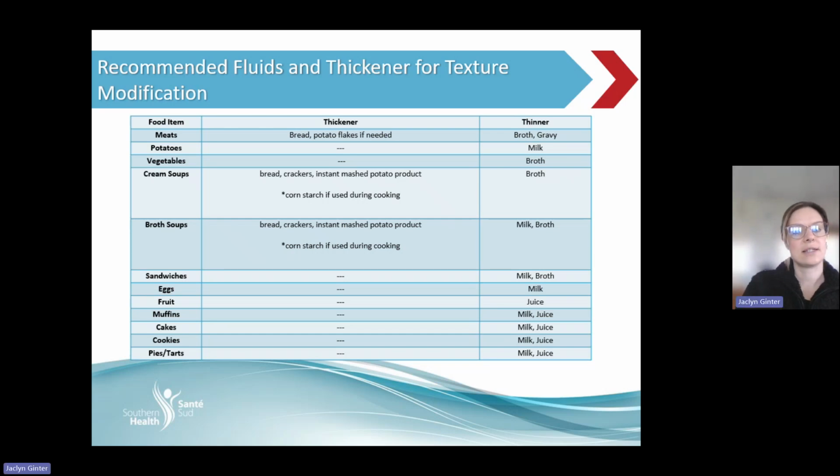So this is just the recommended fluids and thickener for texture modification. Kind of naturally things that you might use to thicken up something. So like a cream soup, bread, crackers, instant mashed potato product, cornstarch if it's used during cooking. For broth soup, maybe cornstarch, bread, crackers, instant mashed potatoes. Again, these things would just thicken it up naturally without adding a thickener.